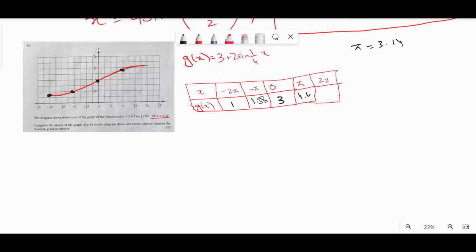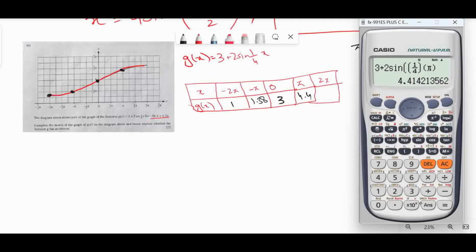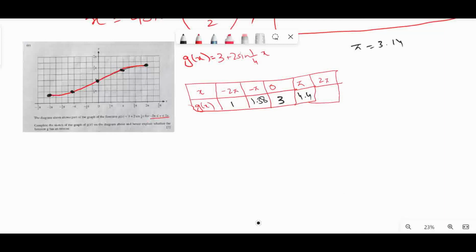4.4. Now the next one is 2 pi. So simply write 2 over here. So this will be equal to 5. So we can see that this will lie somewhere here. So this will be the very basic way of sketching the graph which we have done in O levels.